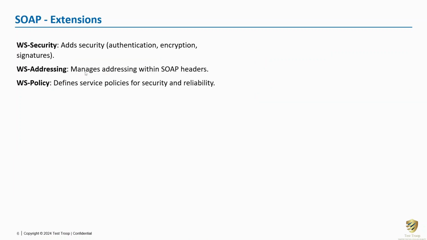Along with the basic features, SOAP also provides advanced or extension features. These are mainly to do with security. So I have listed three of them. One of them is WS-Security. It helps in adding authentication, encryption and signatures mainly to protect the messages that are being transferred between the client and the server. WS-Addressing manages addressing within the SOAP headers. WS-Policy defines the service policies for security and reliability.